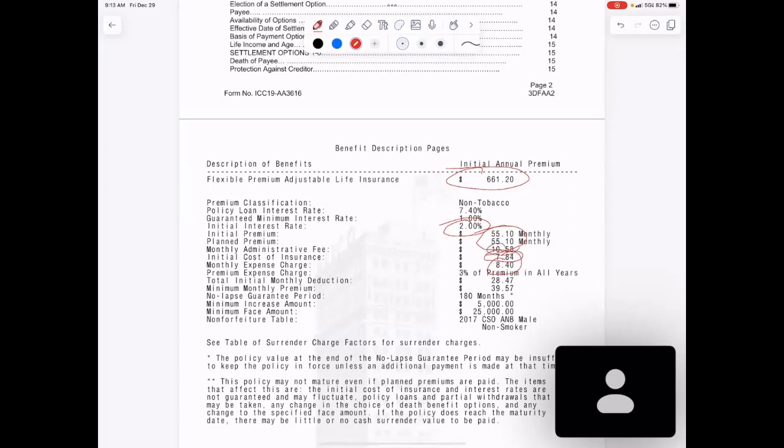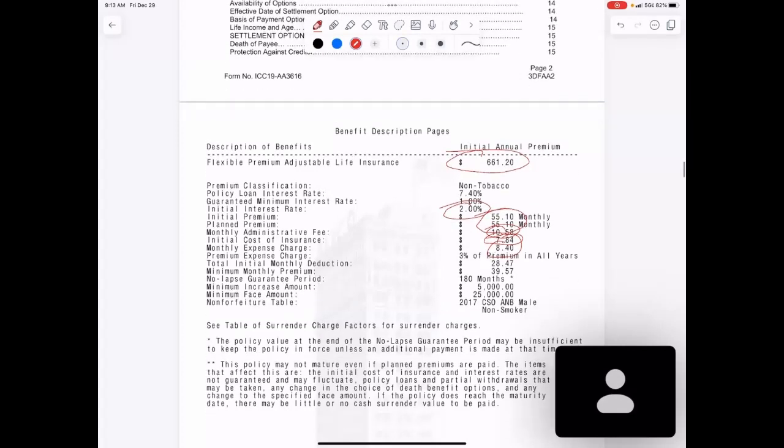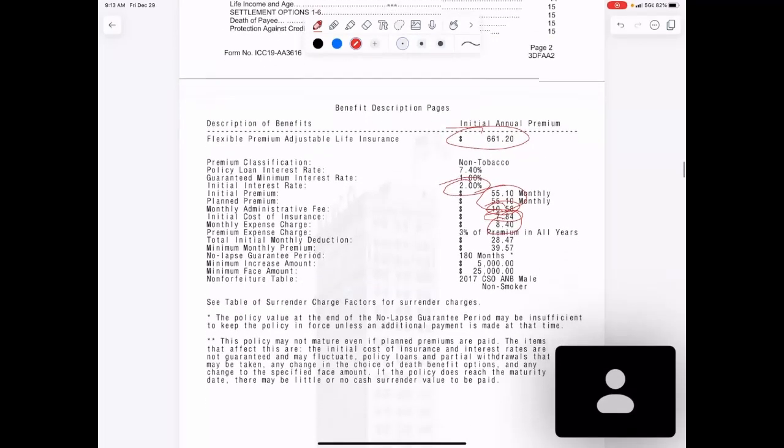And then there's also a monthly administration fee. So this policy here, for example, is laden with fees. Here we add those up. You have roughly $23 in fees with a monthly premium of $55.10. There's not a lot of gap there going over to put the money into the cash value account. So let's see. Let's go down here.